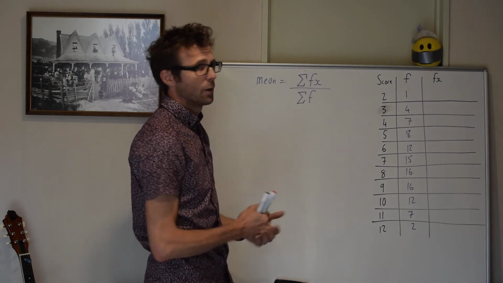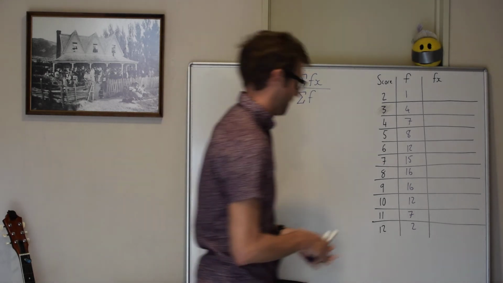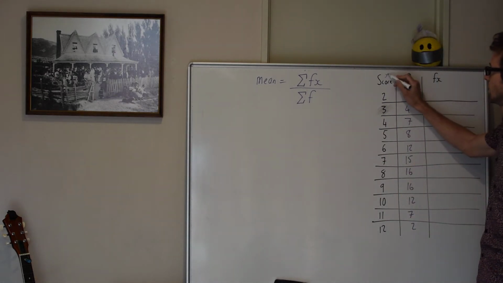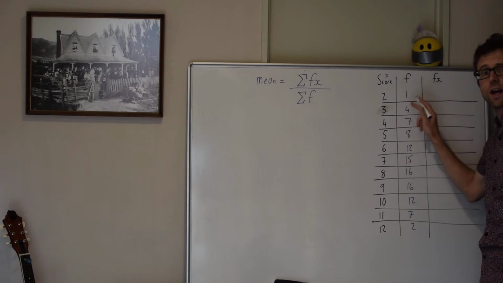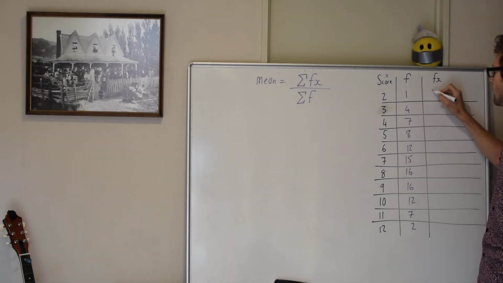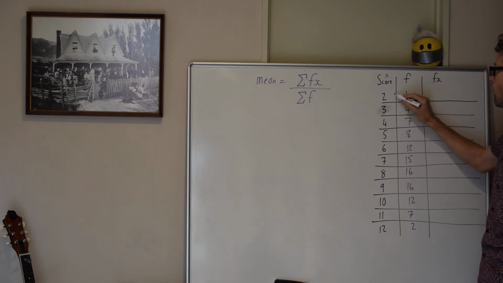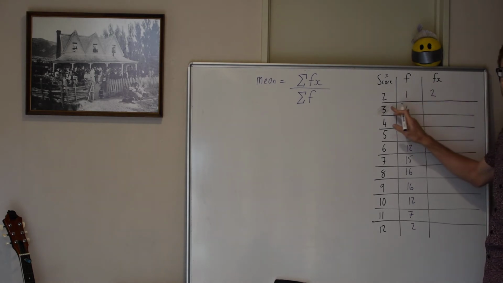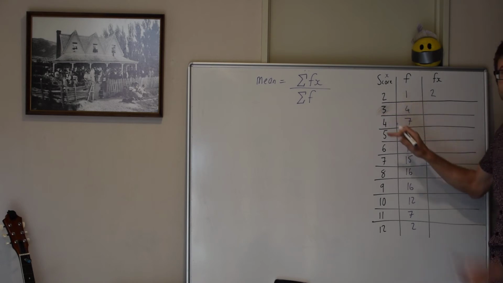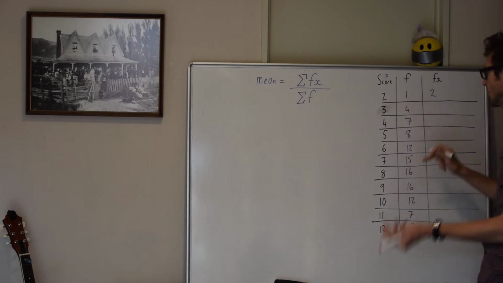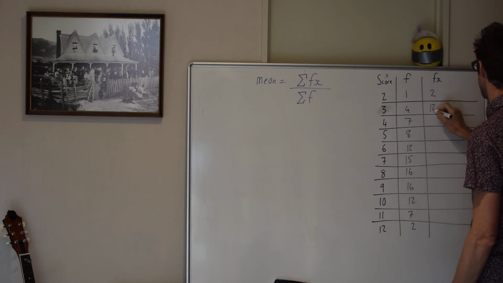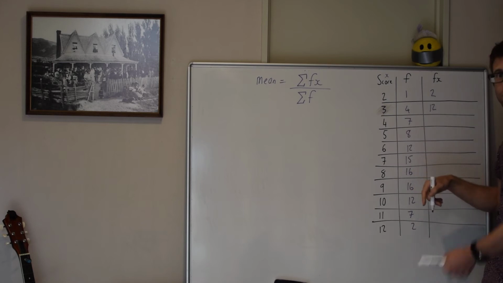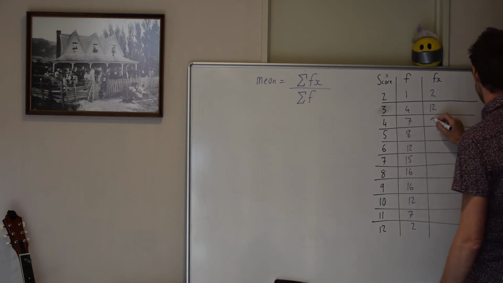Okay, so how are we going to do that? What is fx? Well, it's our x value, which is our scores, multiplied by the number of times we have those scores. So we've got 1 score of 2, so that's going to add up to 2. We've got 4 scores of 3, 3 plus 3 plus 3 plus 3, and we know that's going to be 12. And we have 7 scores of 4, so that's going to be 28.